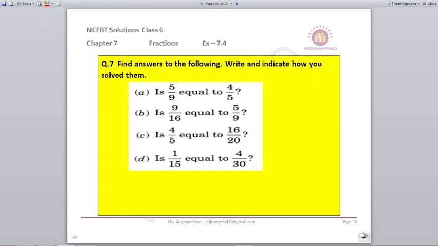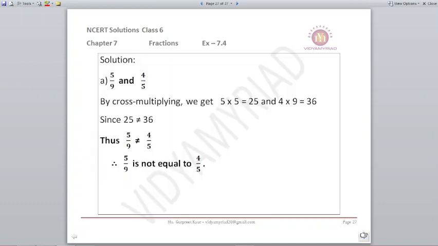Question number 7. Find answers to the following. Write and indicate how you have solved them. Number 1, is 5 upon 9 equal to 4 upon 5? So what is the criteria? We will check. We will see their denominator, and if they are same, we will look into the numerator. Here the denominators are different, so cross multiply. 5 5s are 25, 9 4s are 36. Both are different, not equal to. So 5 upon 9 is not equal to 4 upon 5.